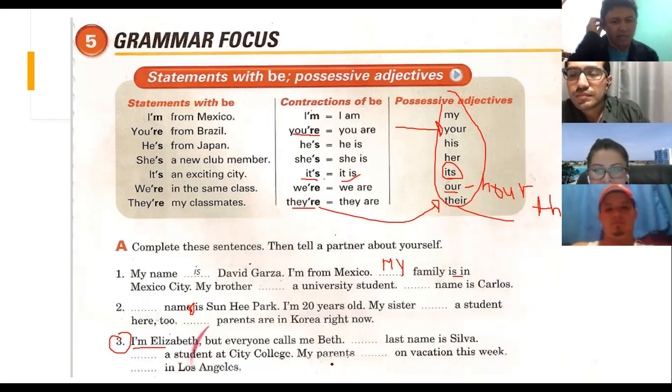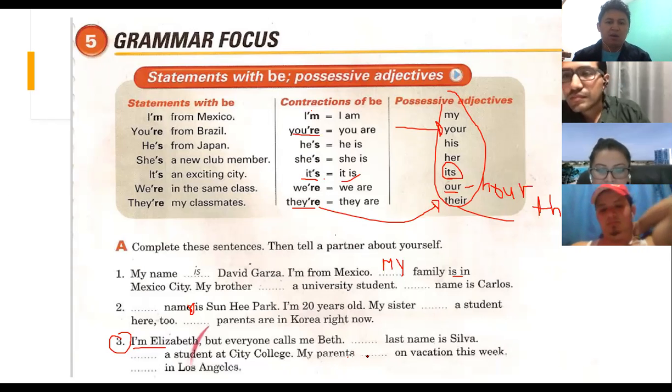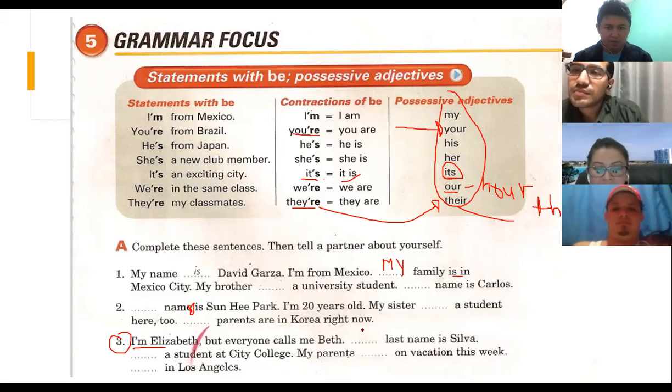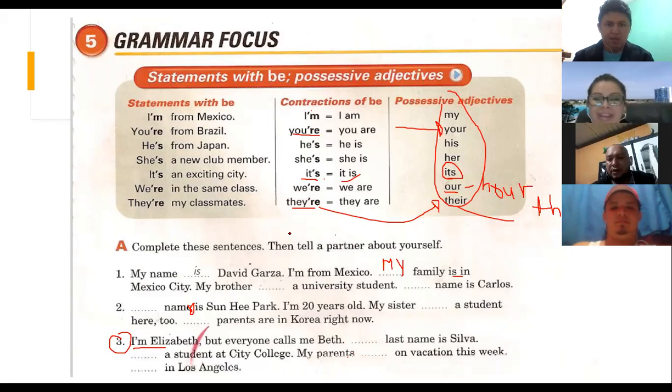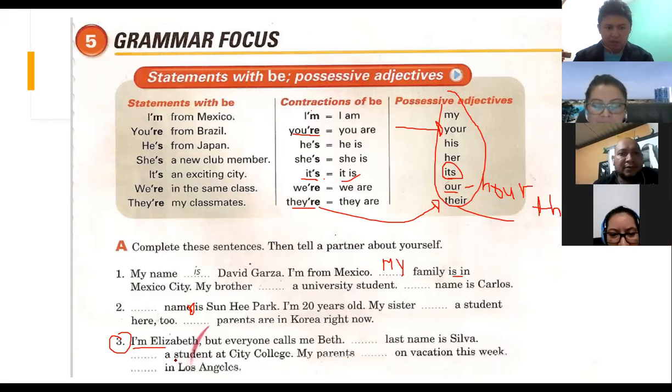So in that case, we have to say my parents are on vacation this week, okay? They're in Los Angeles. Correct. Here, they're in Los Angeles, or they are in Los Angeles. Excuse me. What do you say? Everyone. Okay. So you say I'm Elizabeth, but everyone calls me Beth.